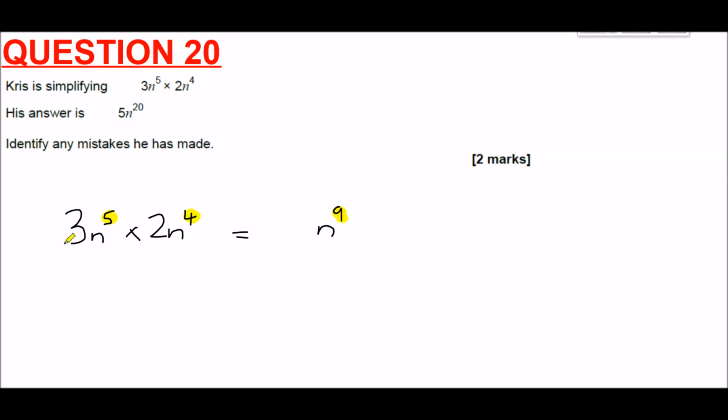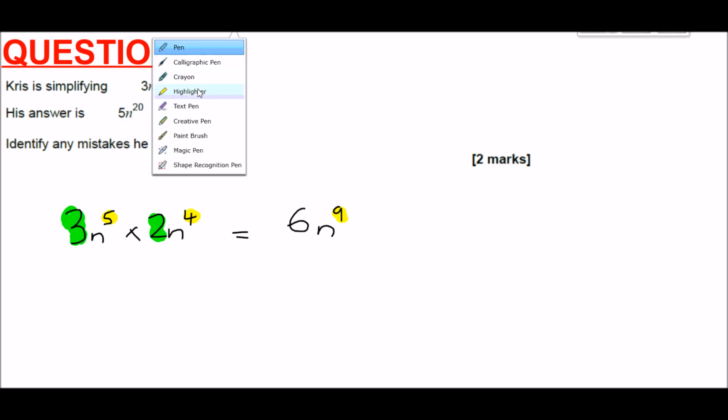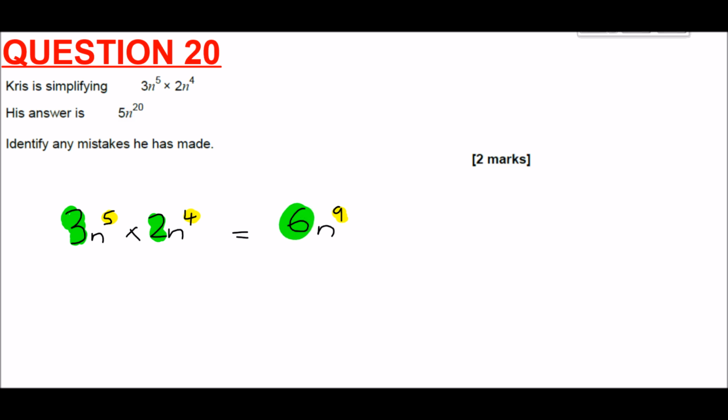And the number at the front, all we need to do there is the 3 at the front of this one, multiplied by the 2 at the front of that one. These big numbers come before the n, and so we need a big number before this n here as well. And 3 times 2, because we're multiplying, will be 6. And so what he should have got is 6n^9. So compare what he should have got to what he's actually got. He put 5 instead of 6. So it looks like he's added the 3 and the 2 together rather than multiplying them. And the power of n should be 9.